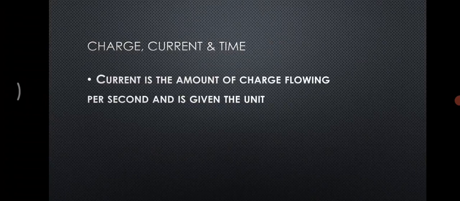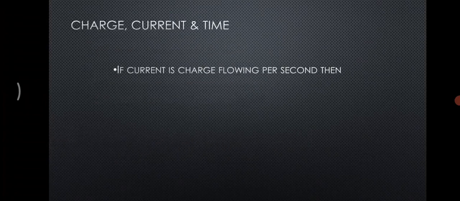Current is the amount of charge flowing per second, in a given unit of time. When 1 coulomb of charge flows in 1 second, that is called 1 ampere. So now we have amperes. We measure current in amperes, amps, or symbolically we write it as A.